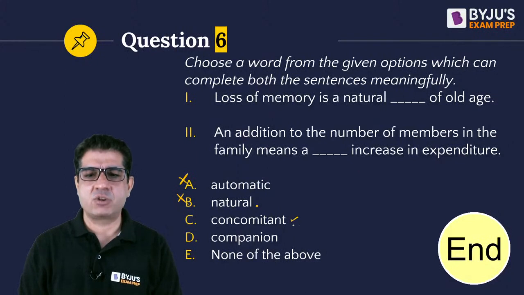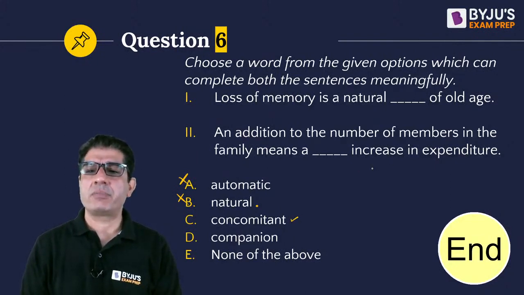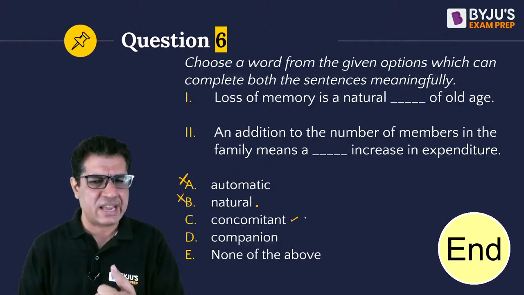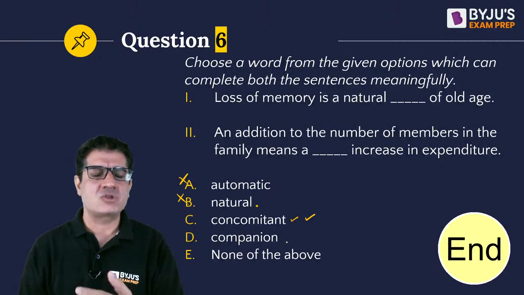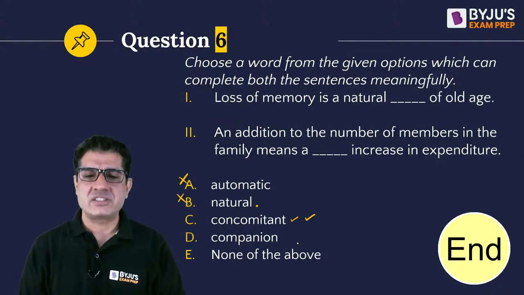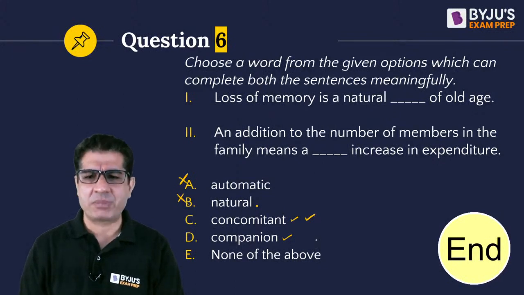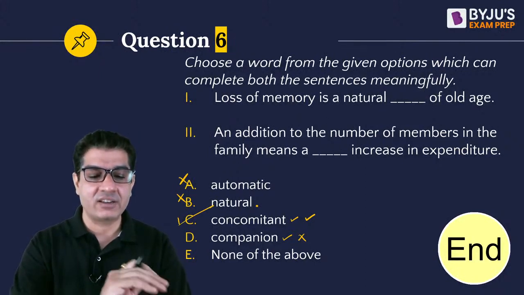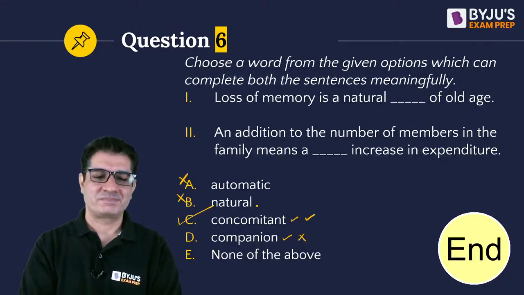Yes, that can go in the first blank. Does it go in the second blank? In addition to the number of members in the family means a concomitant increase in expenditure. Yes, goes in the second as well. So I think answer should be C. Well, let's check D. Loss of memory is a natural companion of old age. Yes. In addition to the number of members in the family means a companion increase in expenditure. Nope. And that is why let's just go ahead and mark C as our answer. So there you go.